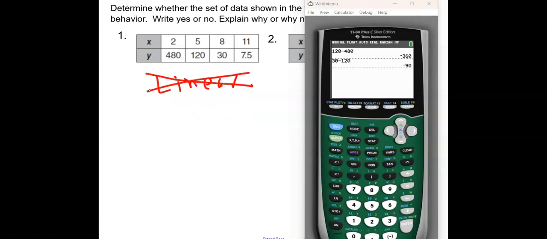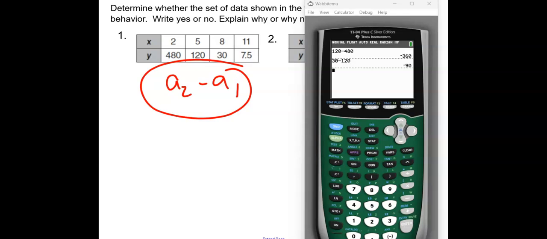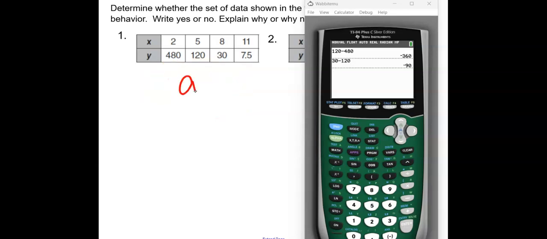So now what we're going to do, instead of finding the common difference using this formula, we'll look for the common ratio using this technique. So I'm going to take the second value and divide it by the previous. So I'm going to use this feature on my calculator to determine that ratio. So 120 divided by 480, and I get the fraction 1/4.